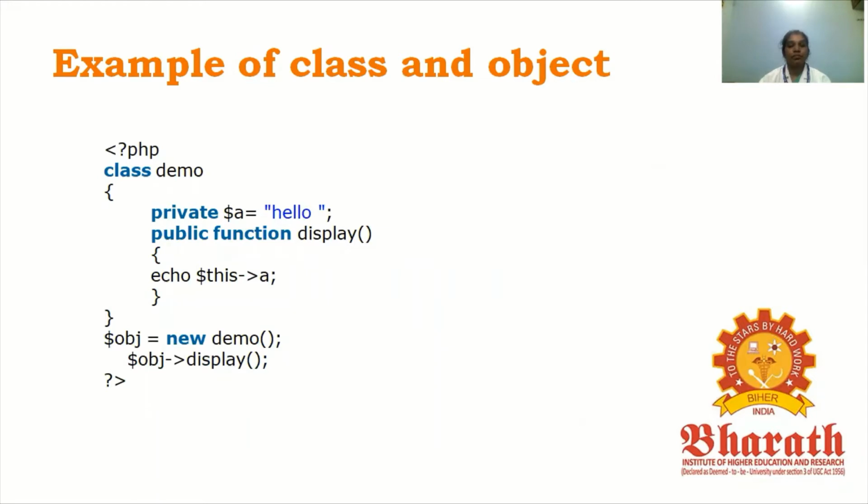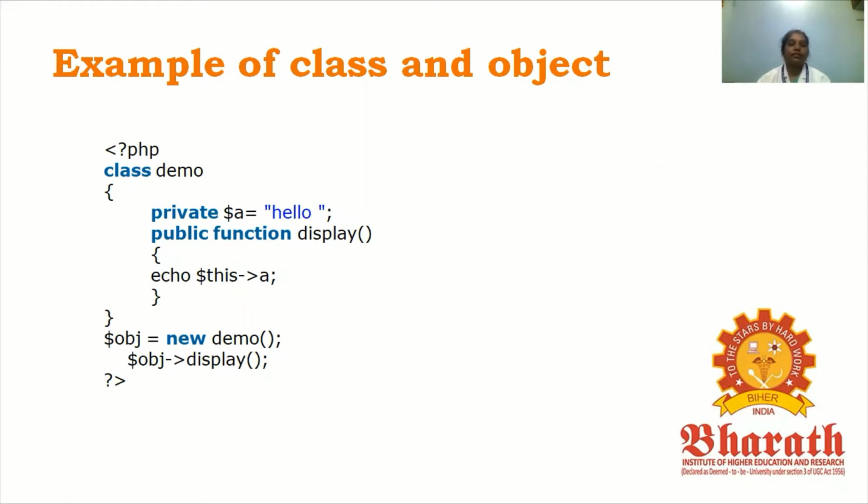Example of class and object. In this example, we have properties and methods. It contains one property and one method. This is the variable, and the variable has a modifier. Before the variable, the keyword used is private. This is the access modifier. It's a private variable, so we cannot access it from outside of the class. We can use it only within the class. And the value of the variable is Hello.